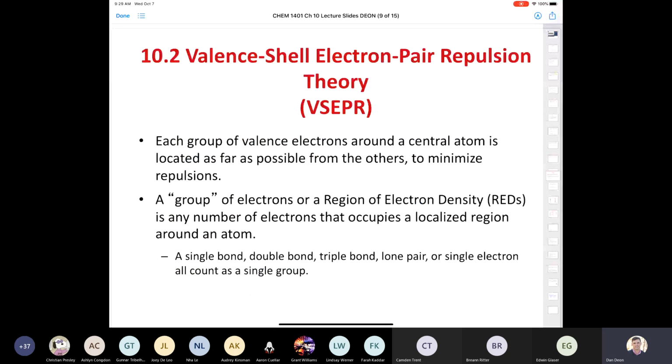So section 10.2, we've already covered section 10.1, which is Lewis structure. I'm going to give you a heads up right from the start. In order for you to become proficient in VSEPR theory, which we pronounce as VSEPR, valence shell electron pair repulsion, you have to know section 10.1. You've got to be rock solid on your Lewis structures before you can progress into this section.